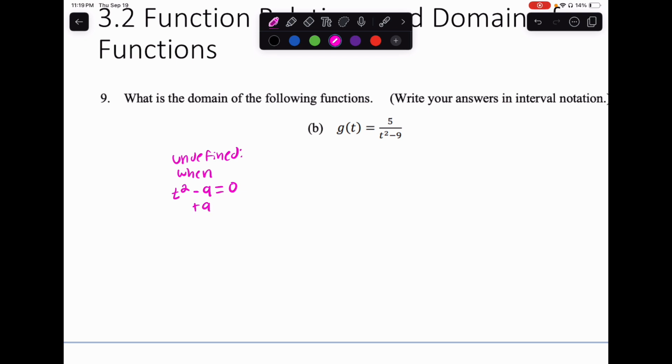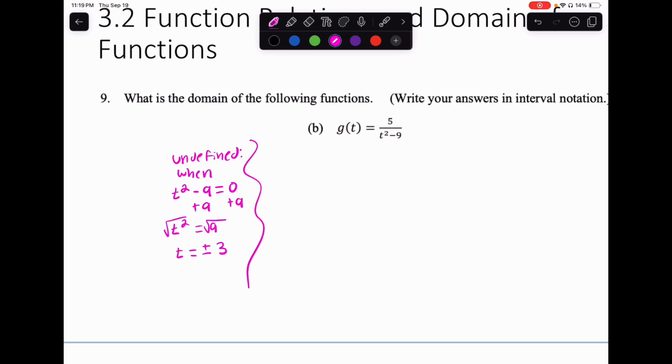So we'd say plus 9, t squared equals 9. Then you take the square root, and then you have t equal to... But when you take the square root, okay, you always have to do plus or minus whatever that is. In this case, it's going to be 3. And basically what that's saying, right, 3 squared is 9, but negative 3 squared is also 9. And here in this case, our function would be undefined at both of those t's.